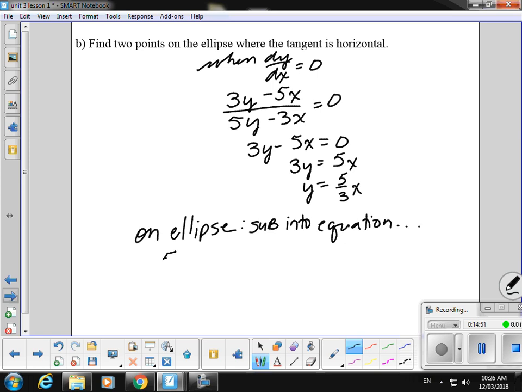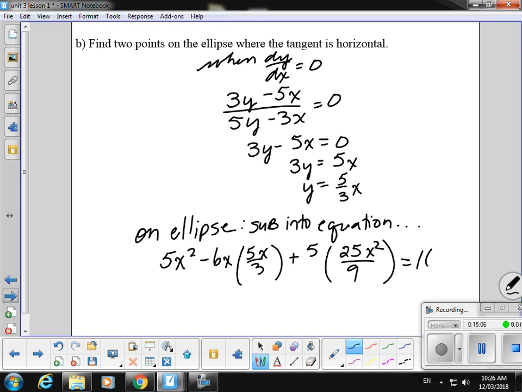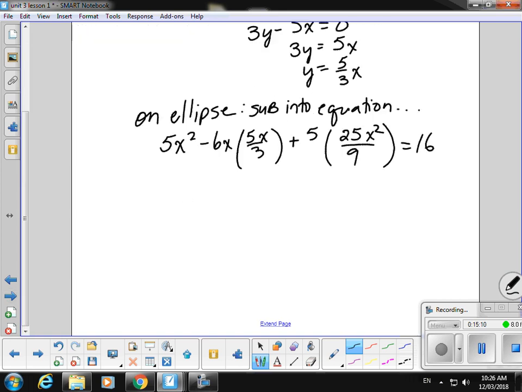So I've got 5x squared minus 6x times y plus 5y squared. So I'm just going to do that. 25x squared over 9 equals 16. So it's messy, but that should find us the places where you have a horizontal tangent, which can be helpful in graphing things. Okay, 5x squared, minus 30 over 3 x squared. Cool. And then we have ugly.